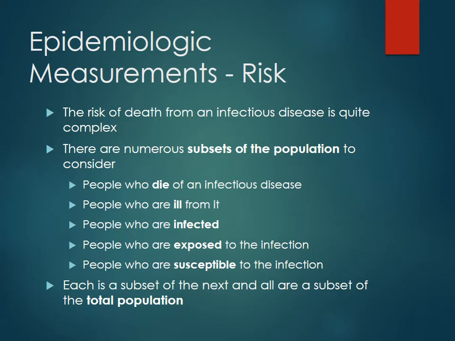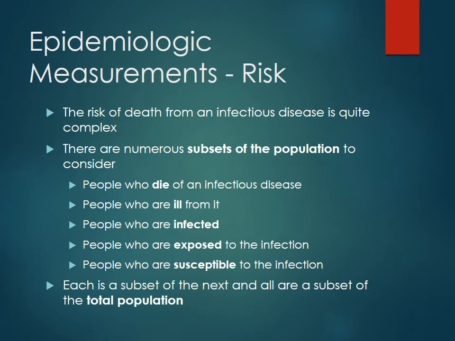So looking at the risk of death from an infectious disease can be pretty complex, right? If you're looking at subsets of a population, the people who will die from an infectious disease are a subset of people who are ill from it, who come from a larger subset of patients who have been infected, who are from a larger subset of patients who have been exposed, and from an even larger subset of those who have been susceptible, right? So not everyone's going to fall into each of those categories.